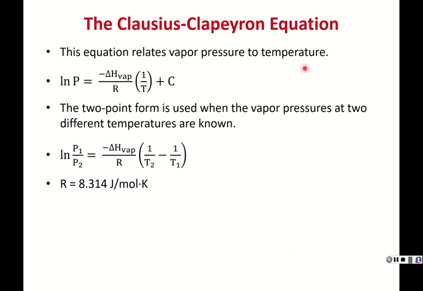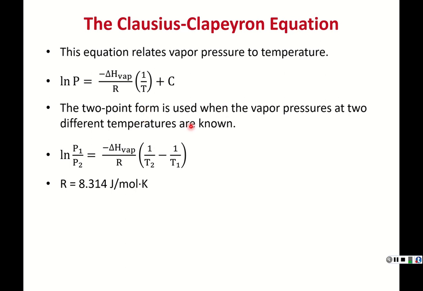Right. So we introduced the Clausius-Clapeyron equation, and this equation is one that relates the vapor pressure to the temperature. It looks pretty complex, but really all it is, is the pressure equals negative delta H of vaporization divided by R, the gas constant, times 1 over temperature plus C.